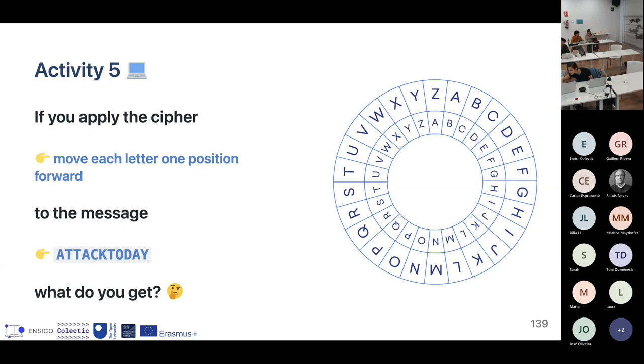Oh, we were evil because you need to go to the last letter. Yeah, to the last letter. I mean, not that evil, because you just need to start from the end. Yeah. No more hints.